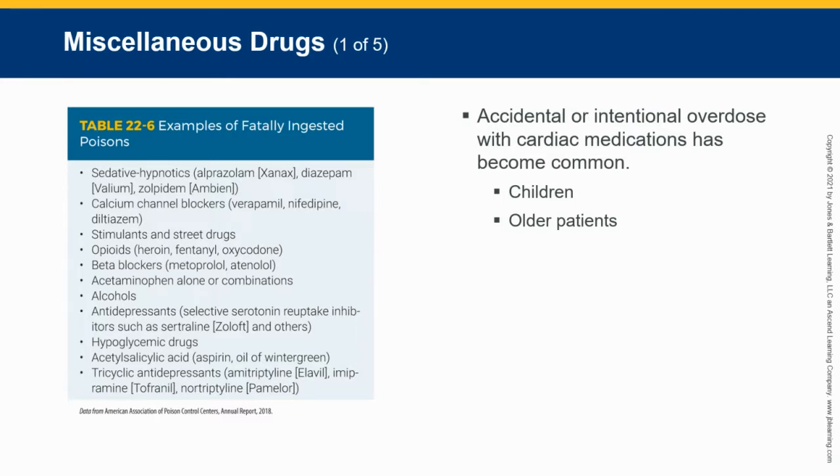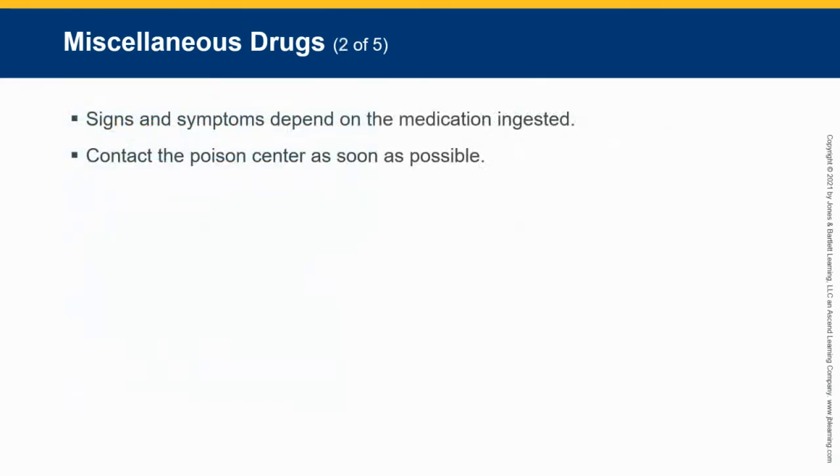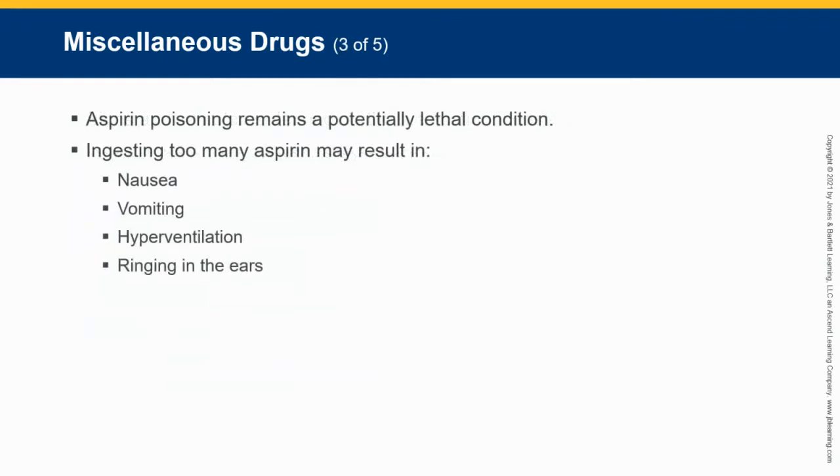Beta blockers are given to slow heart rate for blood pressure and for patients who suffer from atrial fibrillation. And an overdose of this would obviously slow the heart rate to the point where our patient will become unresponsive and then possibly go into cardiac arrest if not treated immediately. And obviously the signs and symptoms are going to depend on what medication is ingested. You're going to contact poison control.